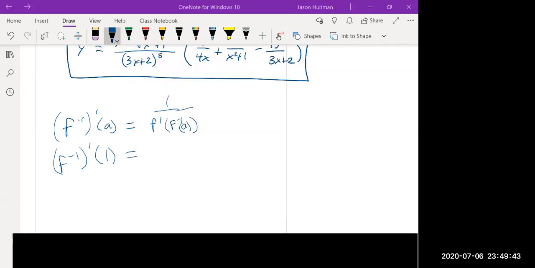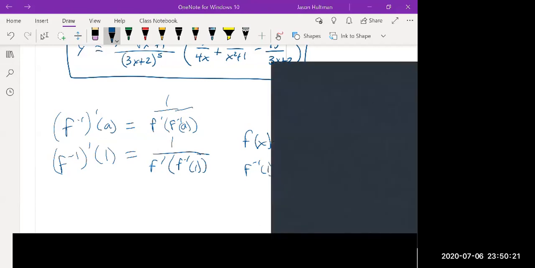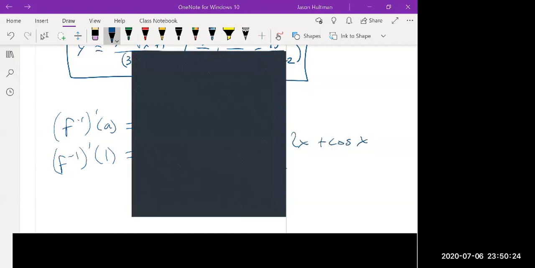Okay, so we want 1 over f prime of f inverse of 1, right? So what I'd like to do is find out what f inverse of 1 is. And they tell me that f of x is equal to 2x plus cosine x. I really want to find f inverse of 1 without actually having to work it out, because finding the inverse function of this is going to be a real nightmare. So I want to try to logically figure this out.